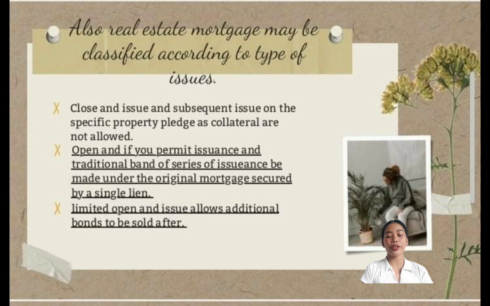Also, real estate mortgages may be classified according to the types of issues. Closed-end issues are those wherein subsequent issues on the specific property pledged as collateral are not allowed. Open-end issues permit issuance of additional bonds or series of issues to be made under the original mortgage secured by a single lien. Limited open-end issues allow additional bonds to be sold after.